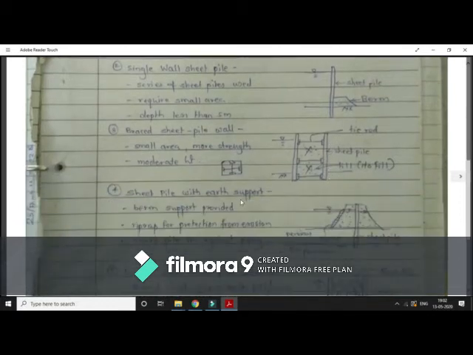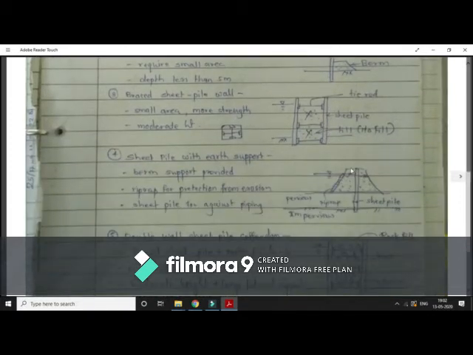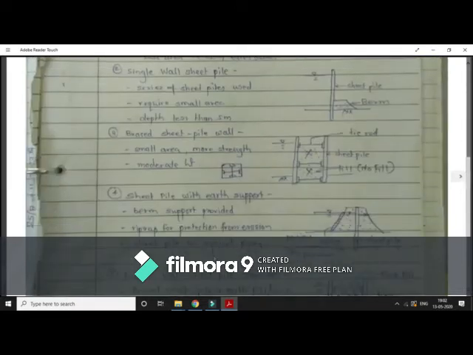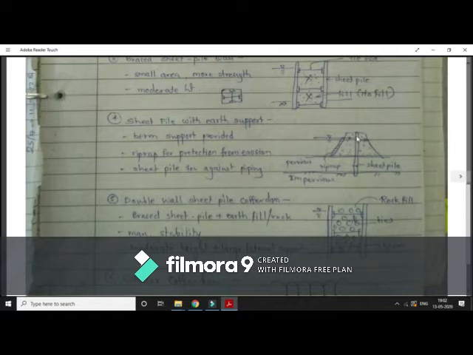Sheet pile with earth support. It is a combination of, you can see here, plain earth and single wall sheet. So this is the earth bank, and in between here we are providing this one. This is to avoid the seepage of the water through the earth dam. So this is a cofferdam. Berm support is provided here. Riprap for protection from erosion, you can provide riprap here. Sheet piles are again for the piping, that is the seepage under the soil here. So you can use a combination of this.